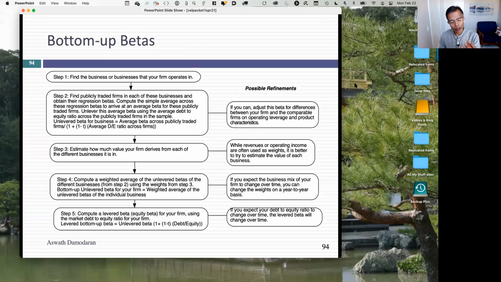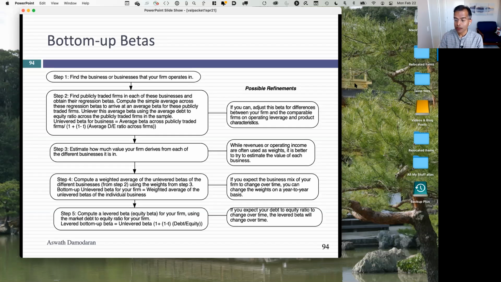I end up with an unlevered beta for steel and an unlevered beta for chemicals. Then I come back to you and say, tell me how much value you get from each business. And you say 70% from steel, 30% from chemicals. I say, okay, I'll take a weighted average. That weighted average of the steel and chemical company unlevered betas becomes your company's unlevered beta.